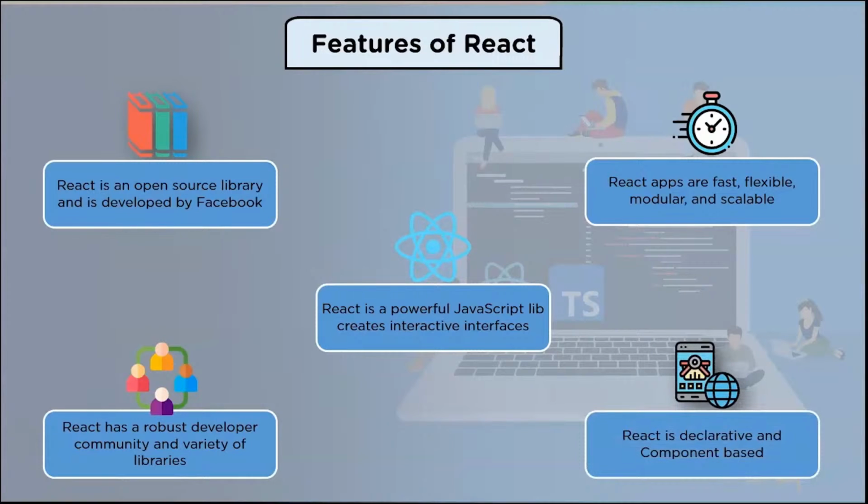React is declarative and component based. Declarative views make the React code more predictable and easier to debug. And React is component based, that is, React lets us build encapsulated components that manage their own state and compose them to make complex UIs.